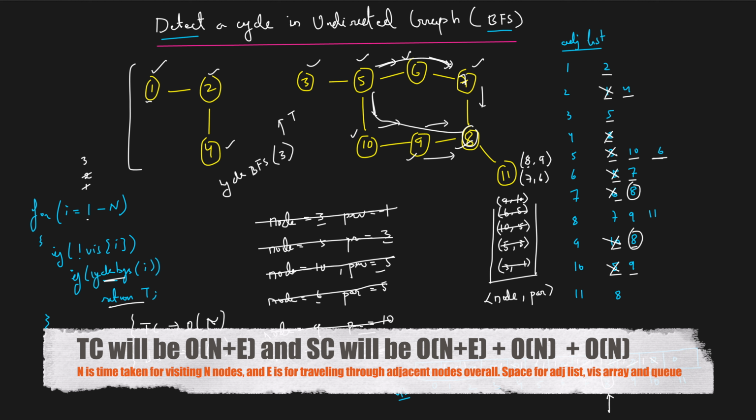Now you must be thinking, if both the algorithms have the same complexity, which one to use? Again, it's completely up to you. You can use any one of the algorithms to detect a cycle, either the BFS or the DFS.